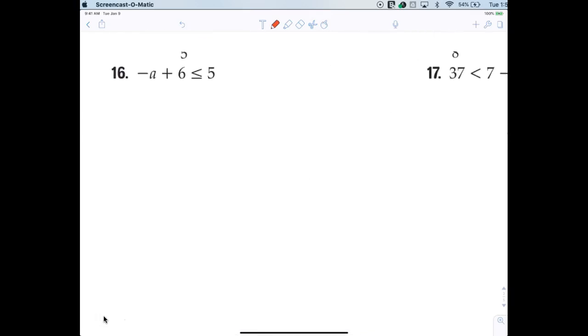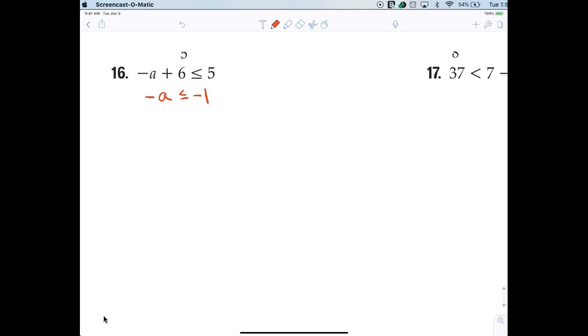All right, for 16, please, let's go. What do I need to do first? Tell me, Carter, go. Subtract 6. Now, please, guys, you don't have to put minus 6 down. What's 5 minus 6? Negative 1. So I have negative a is less than or equal to negative 1. So far, so good.